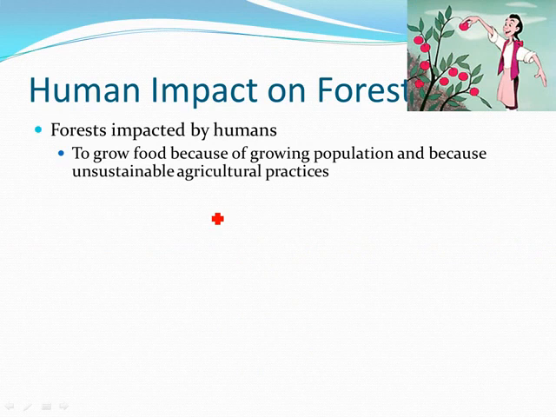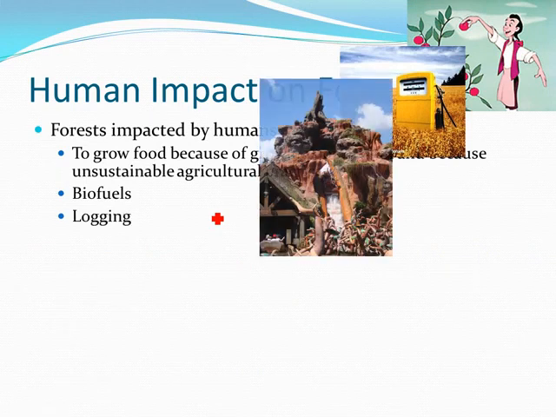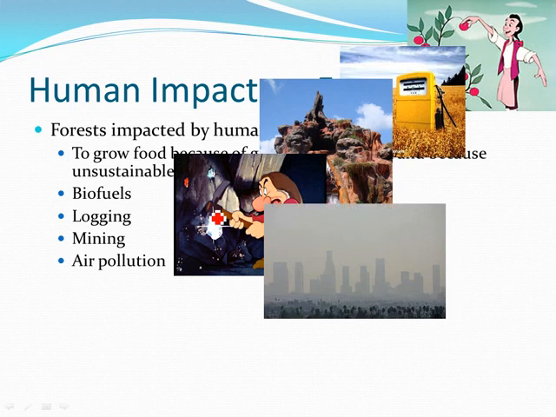And so it does make unsustainable agricultural practices potentially, like the overgrazing that we saw earlier on. Also, we end up cutting down forests to provide biofuels as well. Logging was also a factor at some point in time, and probably still is a factor. Mining as well. And air pollution. The amount of air pollution we produce will affect the plants around us.